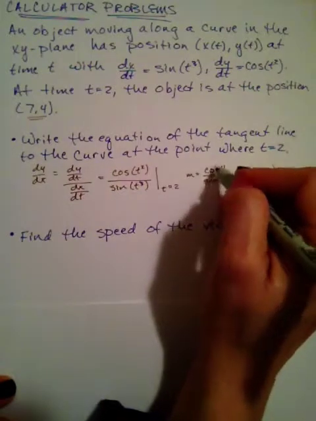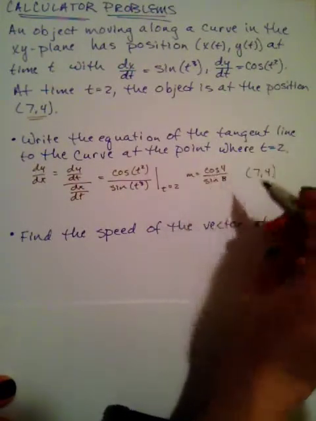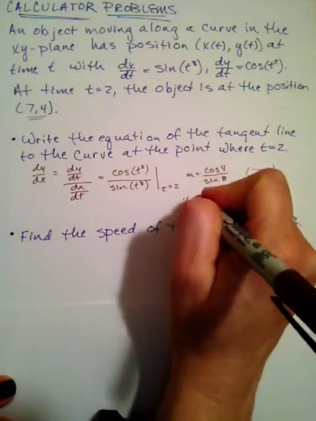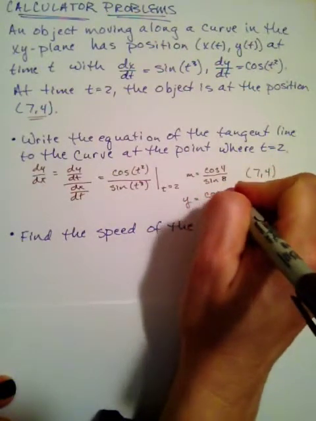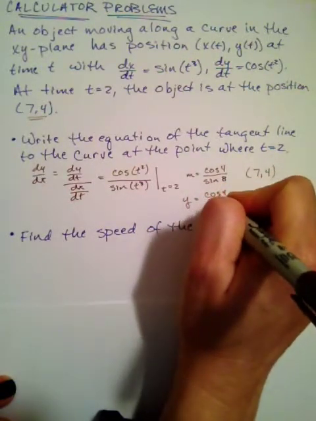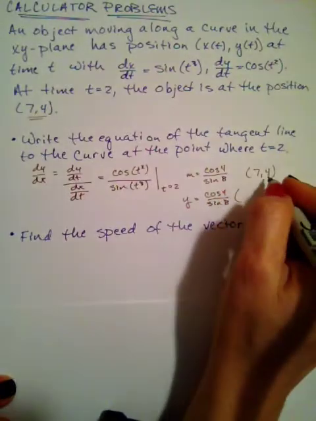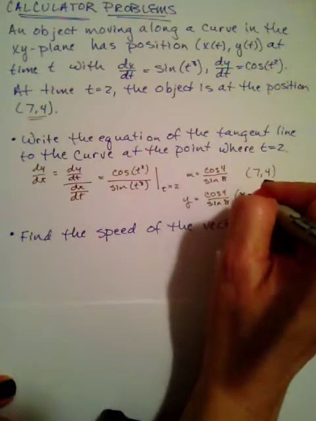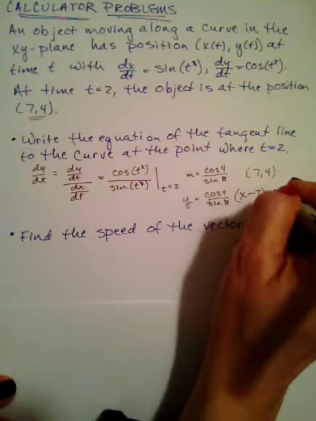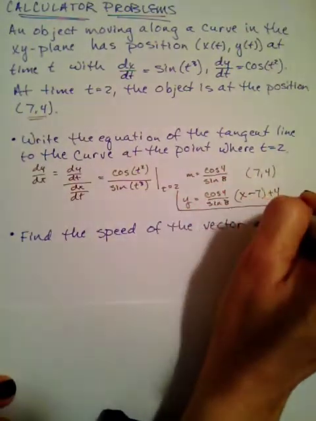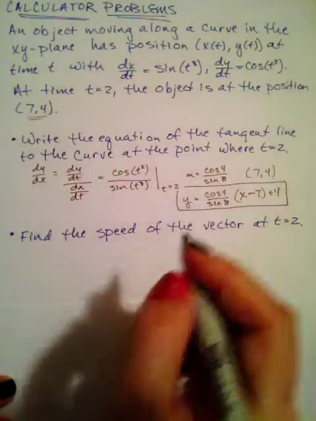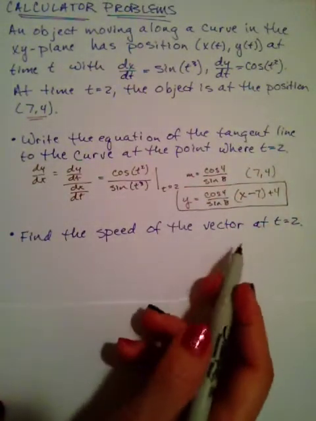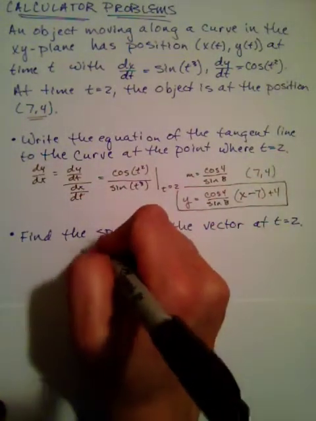So if you want to get the decimal again, plug it into your calculator. If not, just use this. Our tangent line is y equals, and my slope is cosine of 4 over sine of 8. My point has been shifted 7 to the right and 4 up. So my equation is x minus 7 plus 4. And that is it.